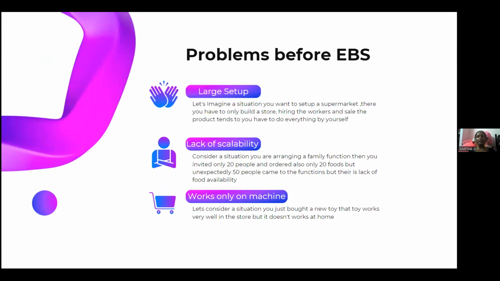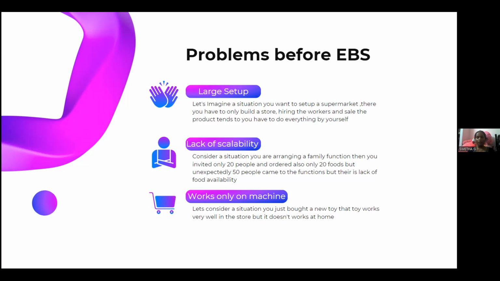Problems before Elastic Beanstalk arrived. First, large setup. Let us imagine a situation where you want to set up a supermarket. There you have to create your store, hire the staff, manufacture the product, and also sell these products. Similarly, when we are deploying our application, we have to set up our configuration manually, starting from the environment you want to set up, the environment version, and also what type of language you want. These are the problems before Elastic Beanstalk, and the lack of scalability.